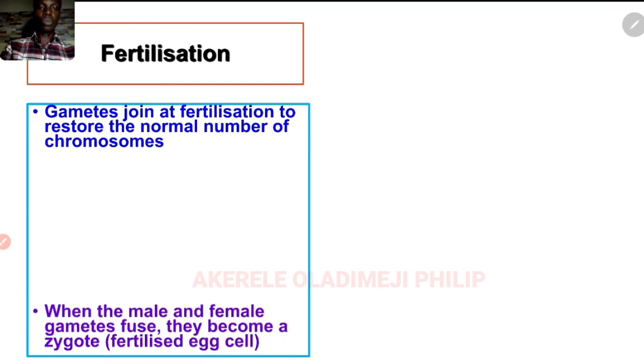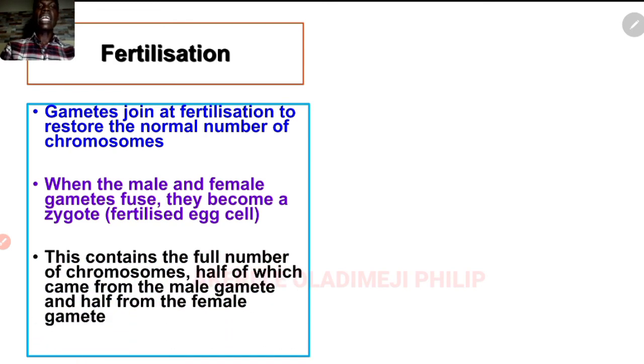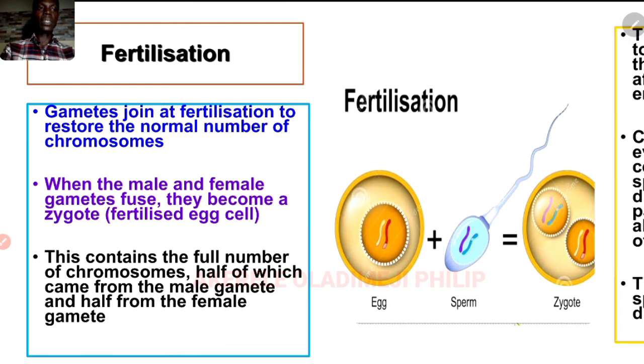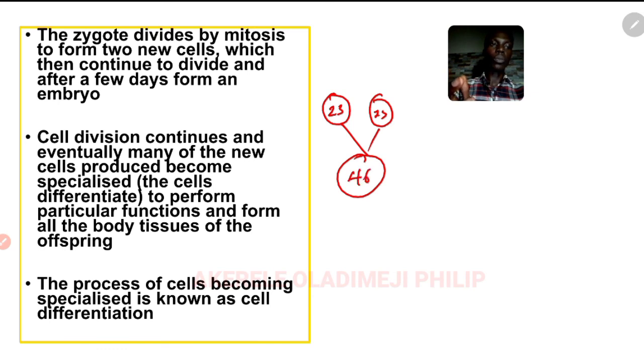Then also, when the male and female gametes fuse, they become a zygote, that is a fertilized egg. Now this contains the full number of chromosomes, half of which came from the male gamete, and half from the female gamete. So this is what it means. All right, now it says here the zygote divides by mitosis. Now pay attention to this. So we have the sperm cell, 23 chromosomes, and the egg cell, 23 chromosomes, coming together to form the zygote, which is 46 chromosomes. Then this would start dividing by mitosis.